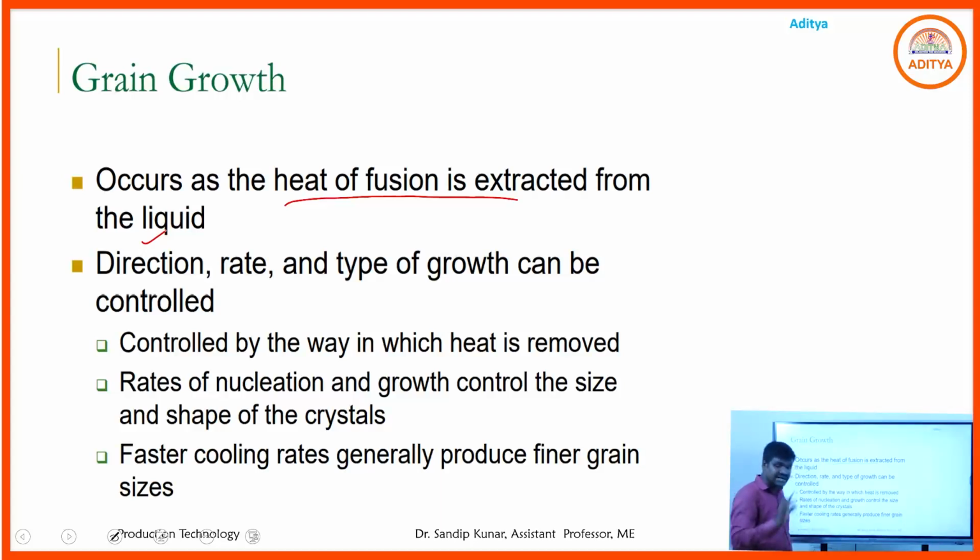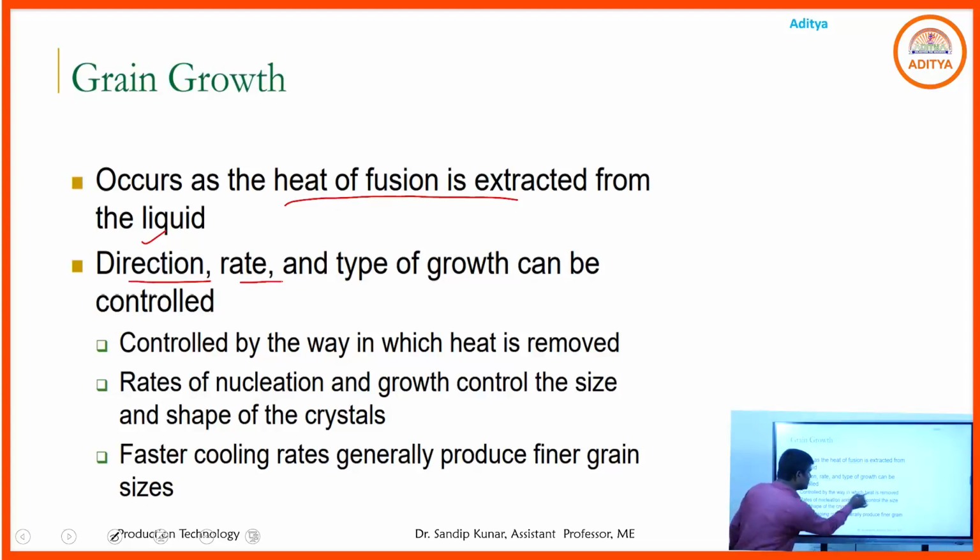And the direction, rate of heat extraction and type of grain growth we can control using particular characteristics of the casting process. Directional solidification depends upon one component that is called a chill. Directional solidification in the casting process is controlled by using a chill. Some other components are there, and using those components we control the direction, rate and type of growth.